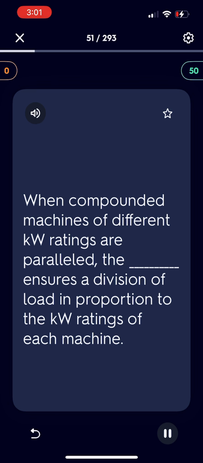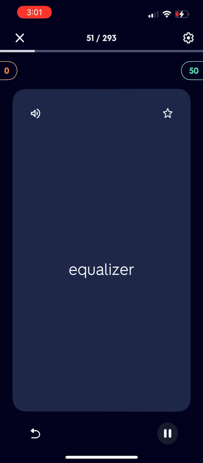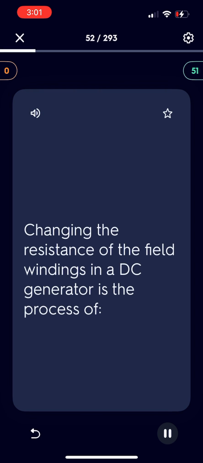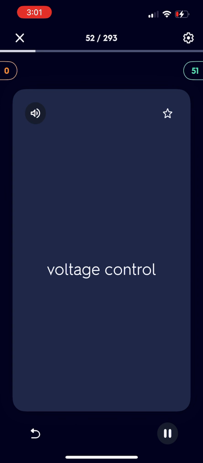When compounded machines of different kW ratings are paralleled, the blank ensures a division of load in proportion to the kW ratings of each machine. Equalizer. Changing the resistance of the field windings in a DC generator is the process of voltage control.